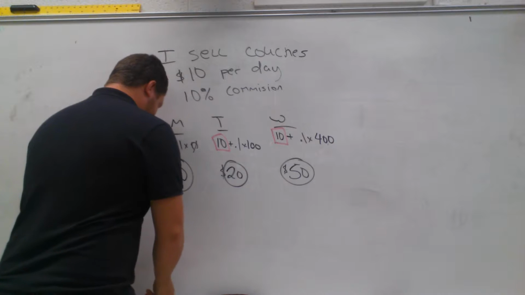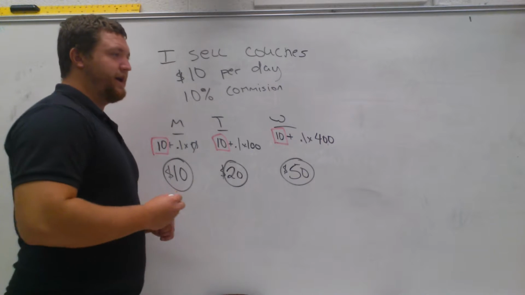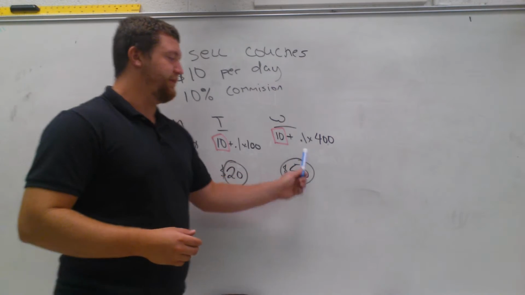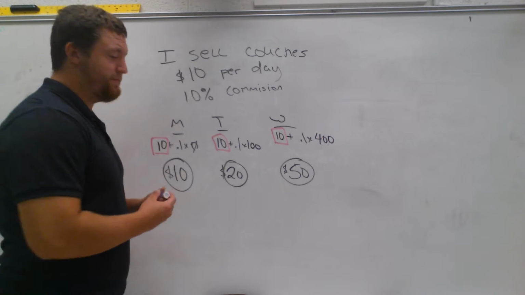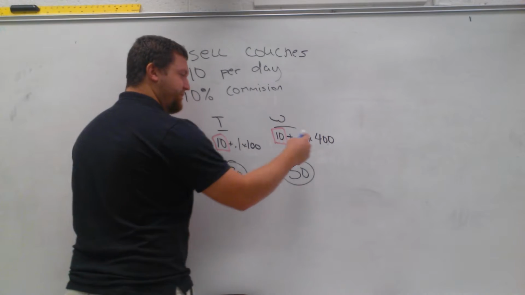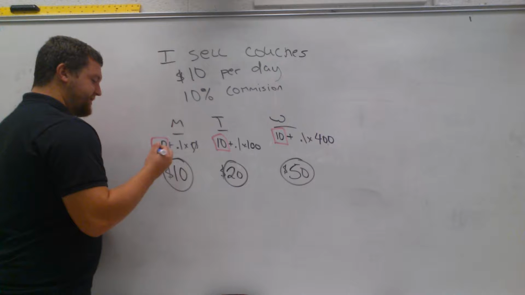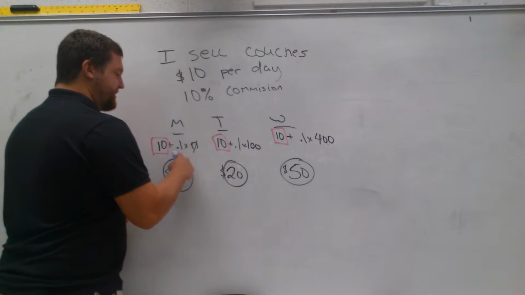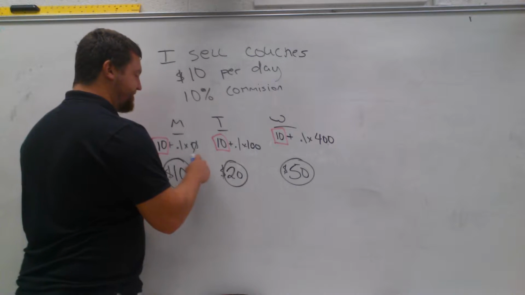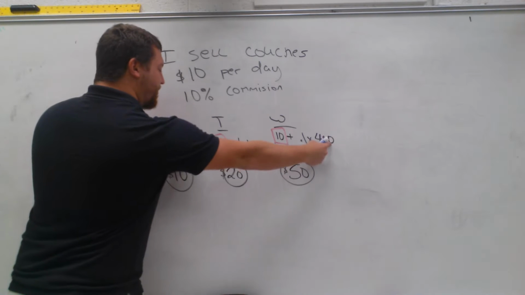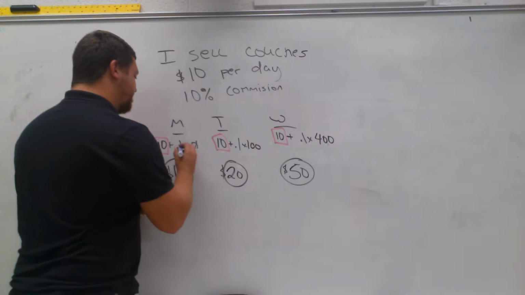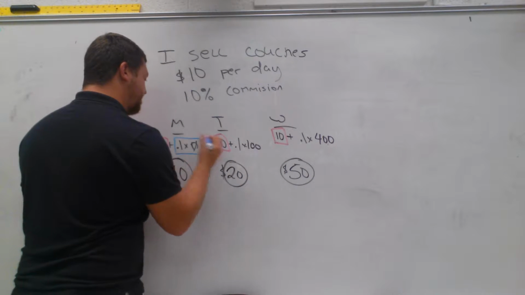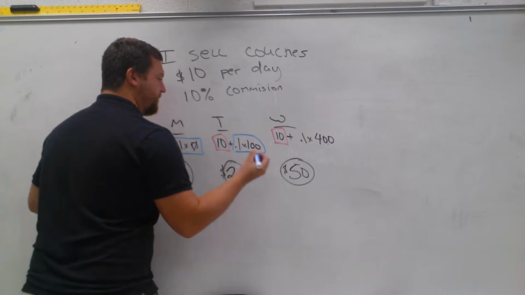Now, my variable, once again, remember, I know you see this 0.1 in all three, but that does not mean it's a constant. Why? Because it's being multiplied. It's attached to something that changes. This guy is attached, like I just said, to something that's not constant because this 0, this 100, and 400 are not the same. Therefore, my commission would be a variable.